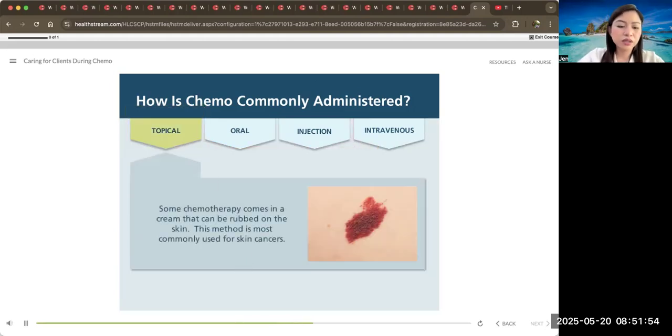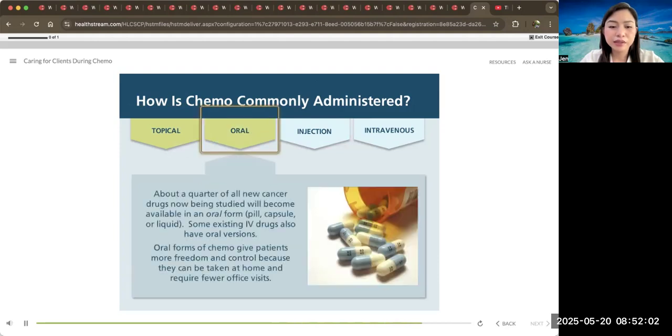So for topical, some chemotherapy comes in a cream that can be rubbed on the skin. This method is most commonly used for skin cancers. About a quarter of all new cancer drugs now being studied will become available in an oral form, pill, capsule, liquid. Some existing IV drugs also have oral versions. Oral forms of chemo give patients more freedom and control because they can be taken at home and require fewer office visits.